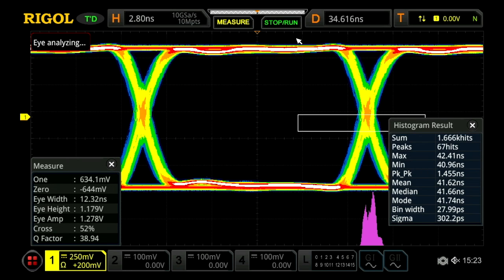After making some changes to our transmitter design as well as our cabling, we've been able to considerably increase that bandwidth. We now see with the same settings, the slope is much faster on both the rising and falling edges, giving us a much more open eye area.